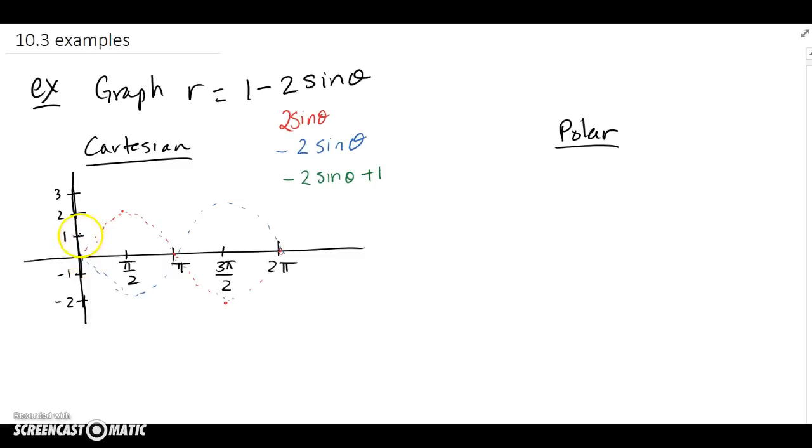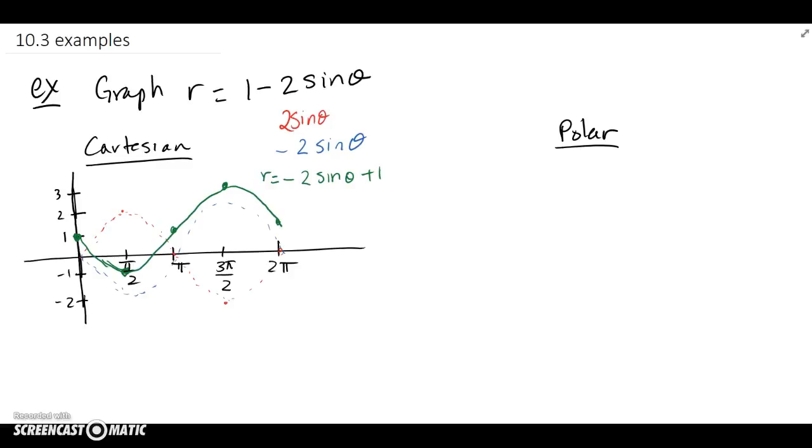So 0, 0 will go to 1, 0. Pi over 2, negative 2 will go to pi over 2, negative 1. This guy again will go up 1. This one that was at 2 will go to 3. And this guy that was at 0 will go up to 1. So the final curve I'm looking at is really this in the Cartesian coordinate system.